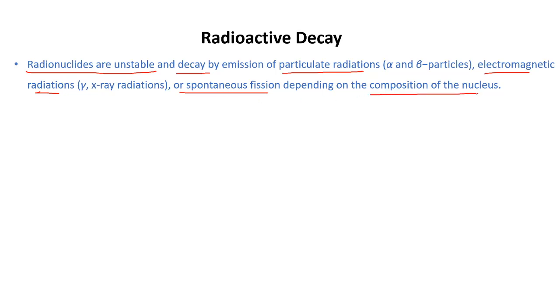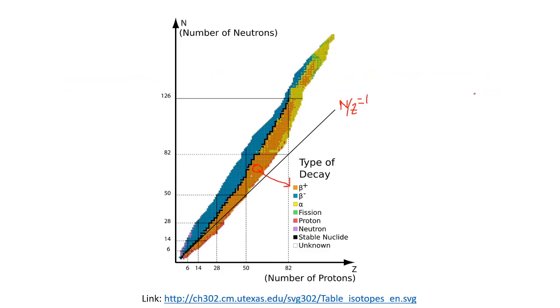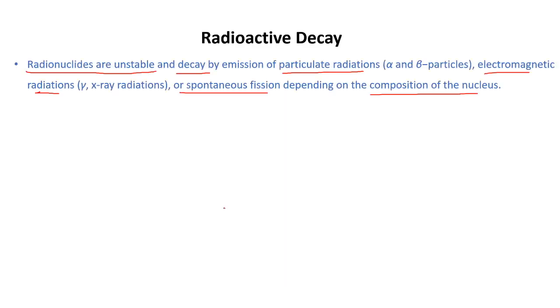Like in this case, this set of nuclides is decaying through positron decay. Why? Because this set of nuclides has more protons than neutrons. That's why they decay through positron decay. So which decay process it goes through, whether alpha decay, beta decay, gamma decay, or X-ray radiation, depends on how your nucleus is composed.